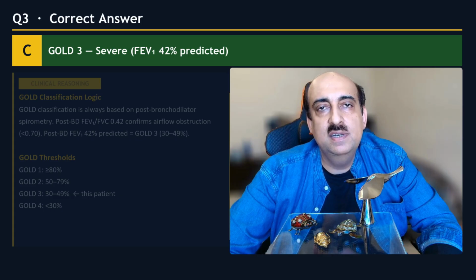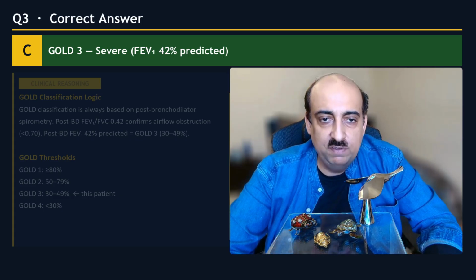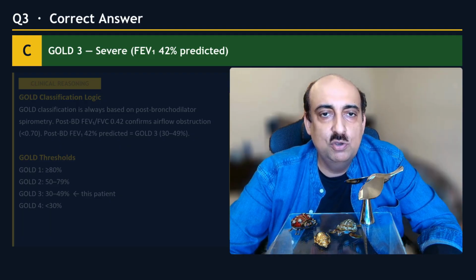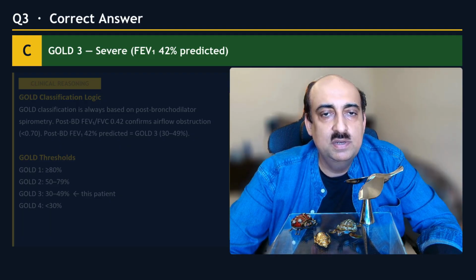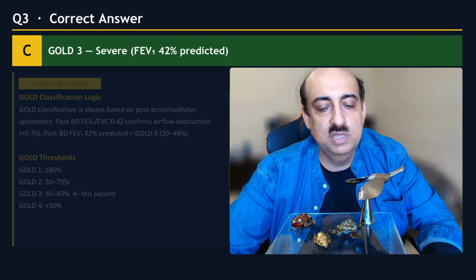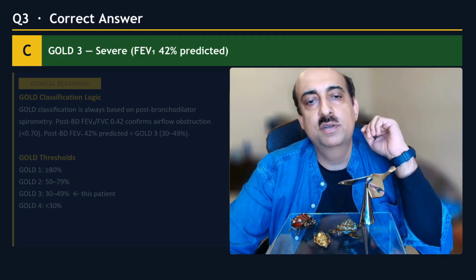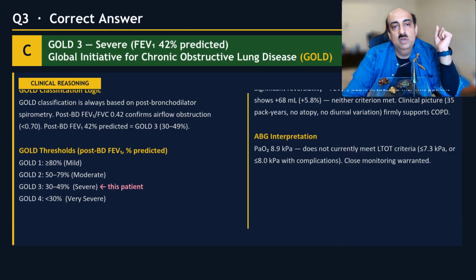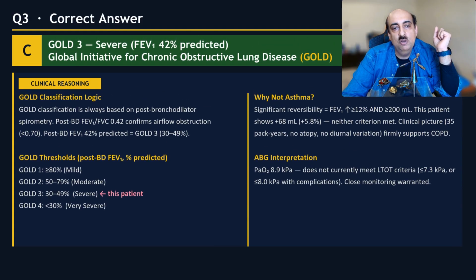The correct answer is option C, Gold 3, which is the severe COPD category in terms of classification by GOLD, where FEV1 is 42% of the predicted best. We will discuss in the next slide the clinical reasoning behind this with our MedEd Quartet. So let's look at the clinical reasoning behind option C, Gold 3 criteria.